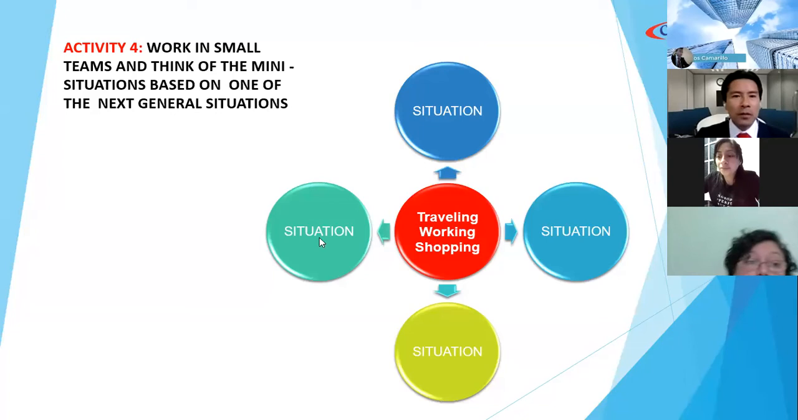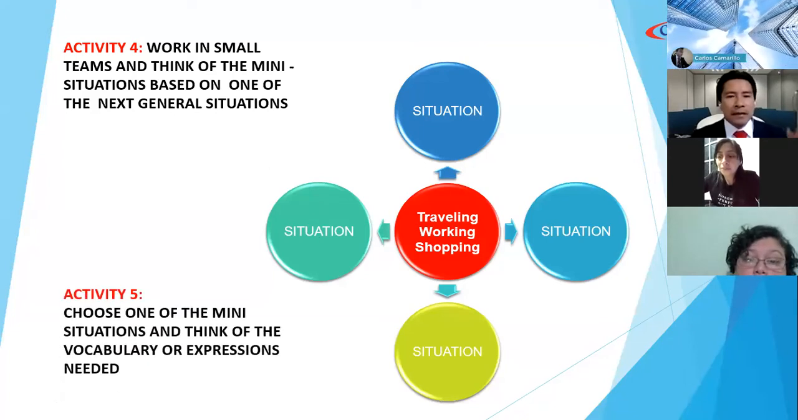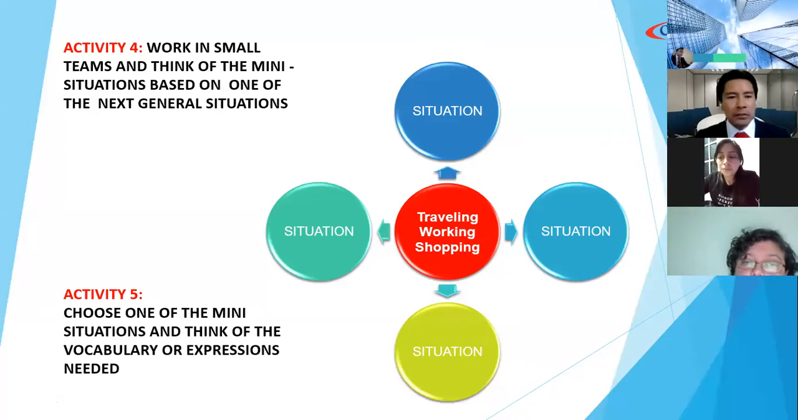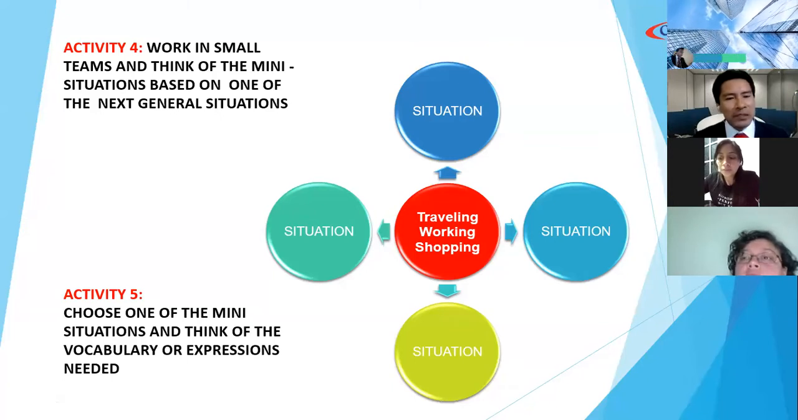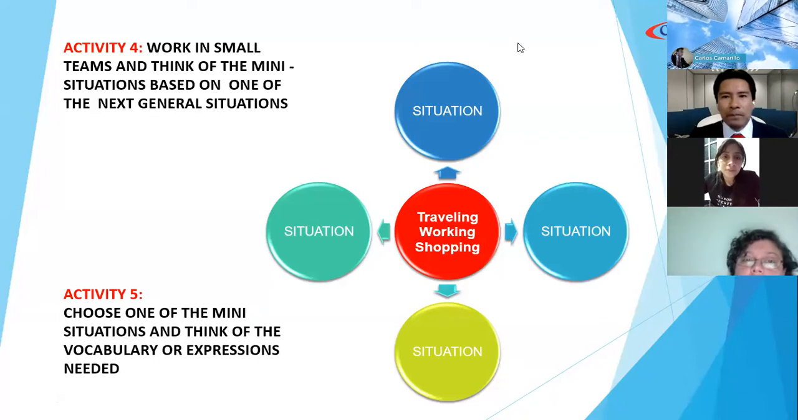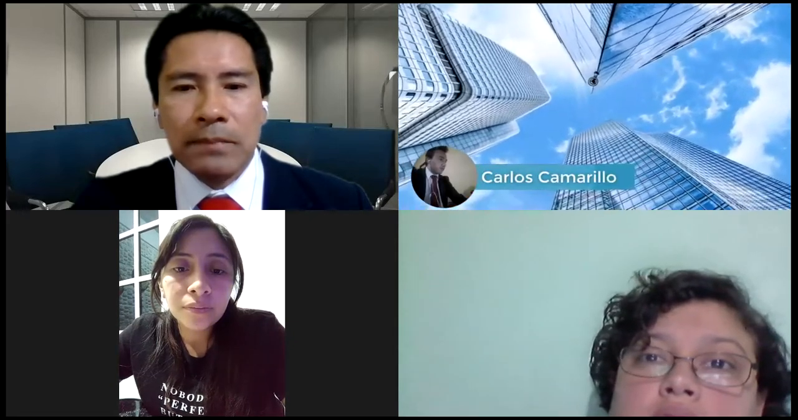Now, we have one more activity. You already discussed the general situation, choosing traveling, working, or shopping, and then four possibilities of mini situations. But now, what happens with the vocabulary or expressions you need? Let's do it together here, in a group, all of us together to go faster. Here, I'll need your participation again.